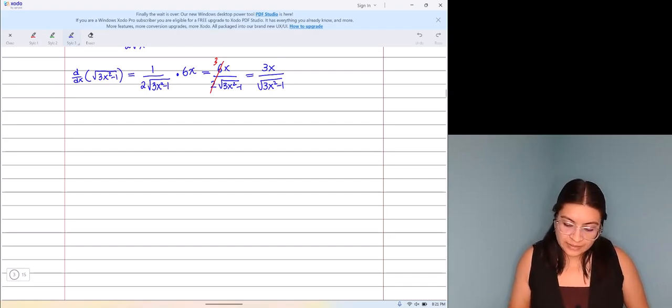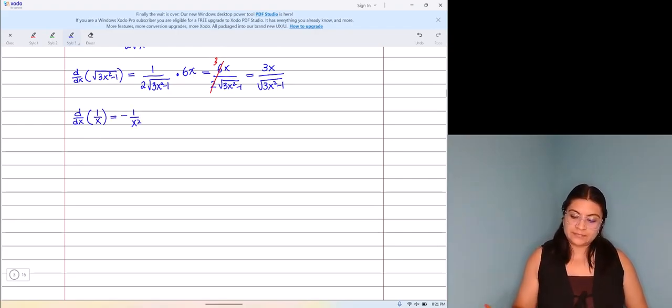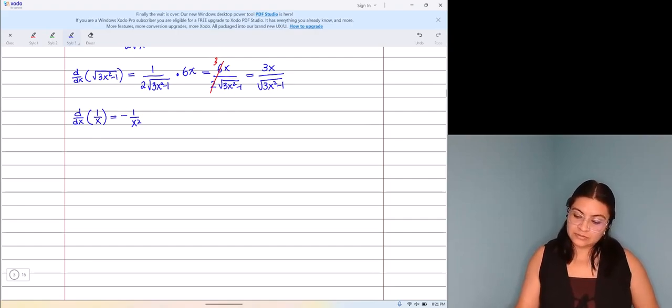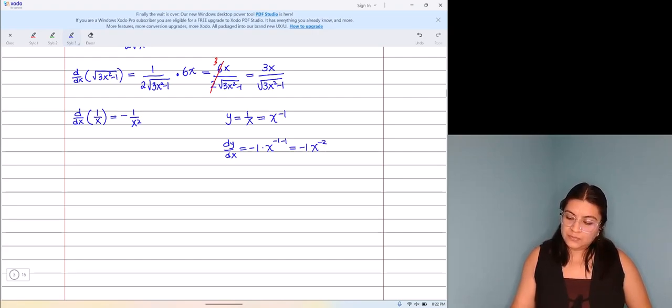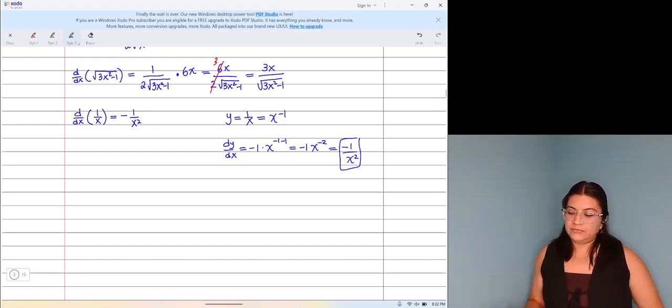Another derivative to memorize is the derivative with respect to x of 1 over x. This is negative 1 over x squared. And this is the reason. You have y equals 1 over x, which is the same as x to the negative 1. So when you take the derivative with respect to x, we get negative 1 times x to the negative 1 minus 1, which is negative 1 times x to the negative 2. If you have a negative exponent on top, you send it to the bottom to make it positive. And that's how we get that derivative.